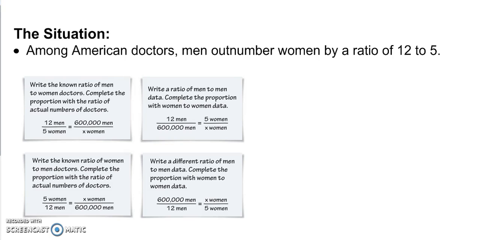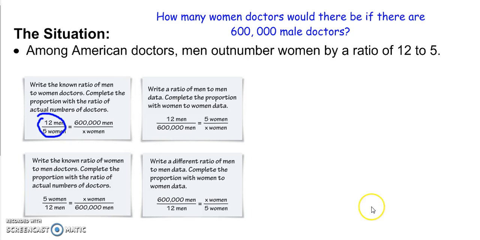Here's our situation. Among American doctors, men outnumber women by a ratio of 12 to 5. We should recognize this as a part-to-part ratio. There are 4 different ways that we could write this as a proportion. The first way, we can write the ratio of known men to women doctors, that would be the left side here, and complete the proportion with the ratio's actual numbers of doctors. We want to figure out how many women there would be if there are 600,000 men. That's kind of our goal. Let's add that in here. Okay, so there's the problem that we need to solve.